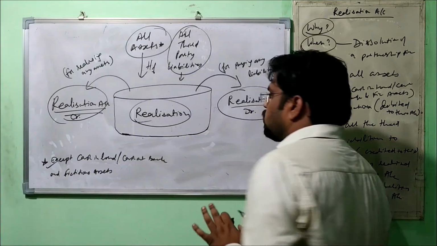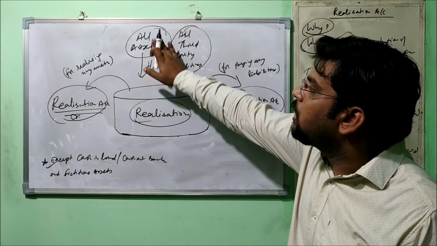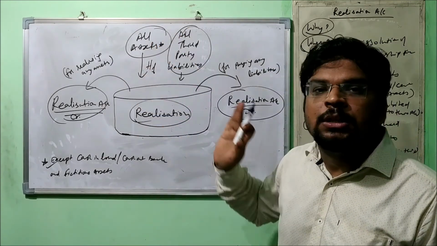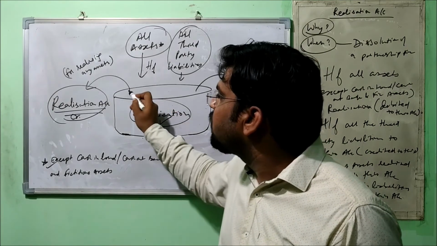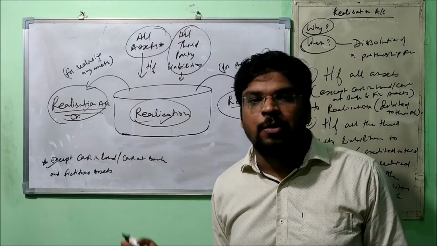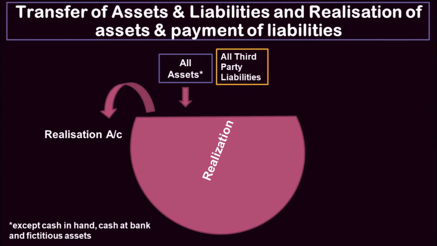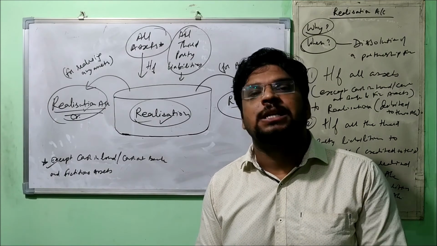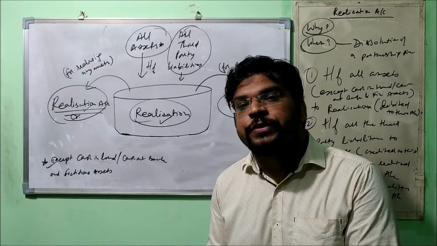So the objective of preparing this diagram was just to make you understand that after dissolving, all assets and third party liabilities lose their existence. They just turned into the liquid realization. So whatever will come out of this liquid will be known as realization, not particular asset or liability. Understood the point? Now let's discuss the journal entries so that you can understand it in a better way, and thereafter we'll discuss the format of realization account, right?